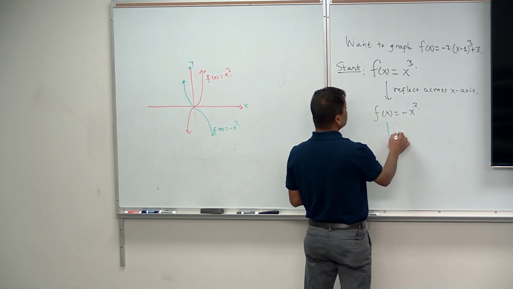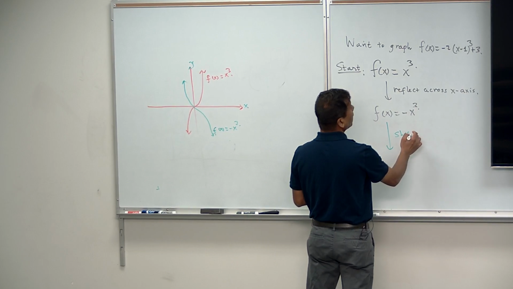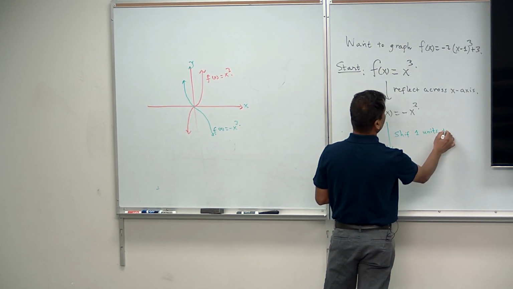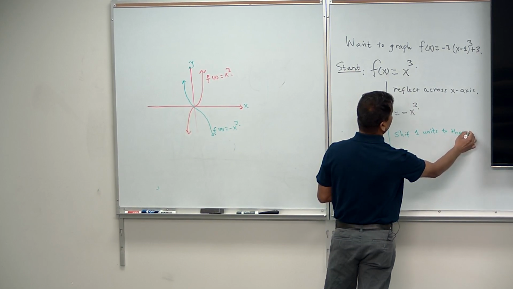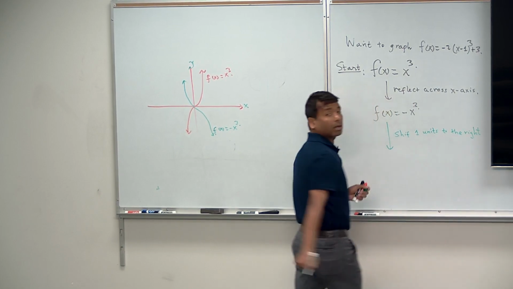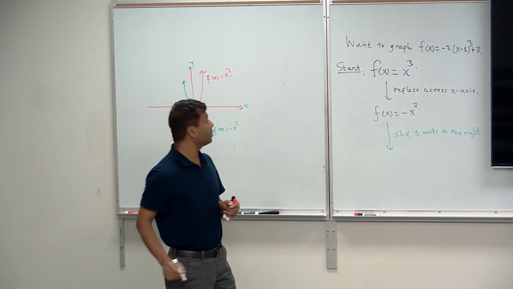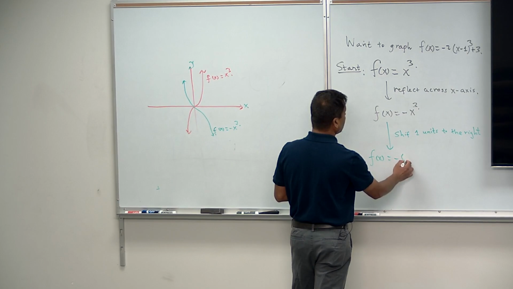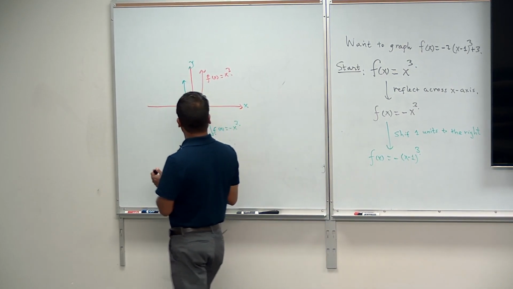Then you shift how many units? 1 unit to the right. You shift 1 unit to the right. So now you'll have a graph f(x) equal to (-x minus 1) cubed. So you shift this graph.